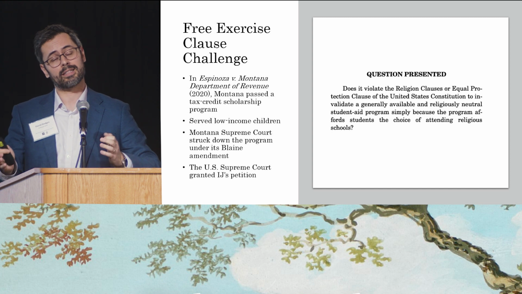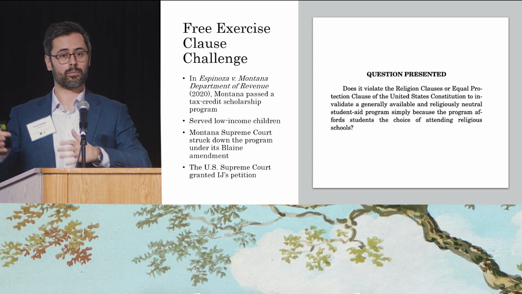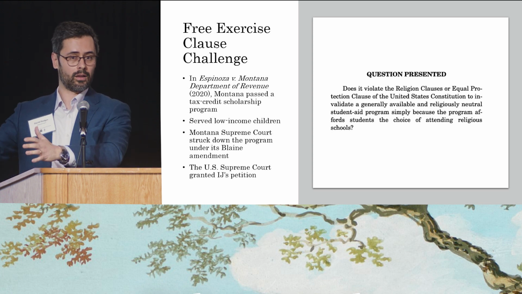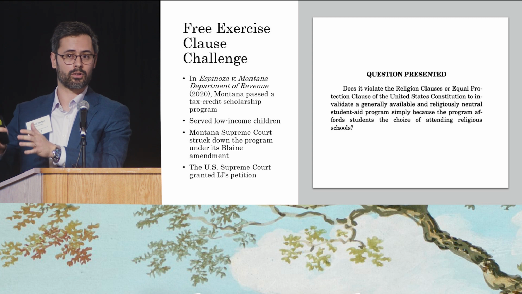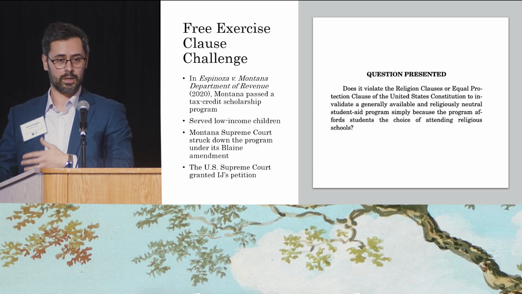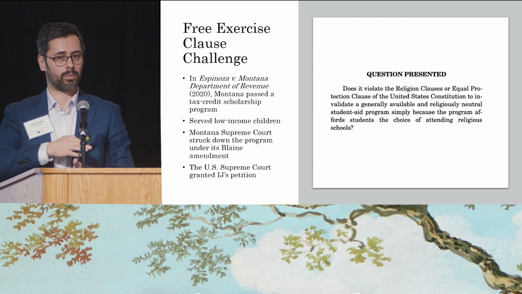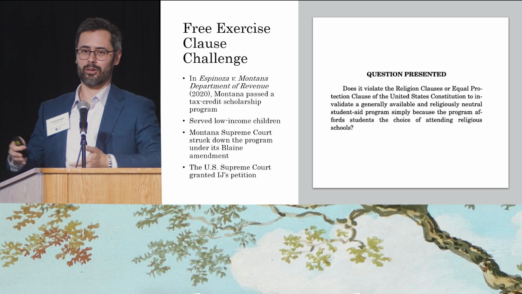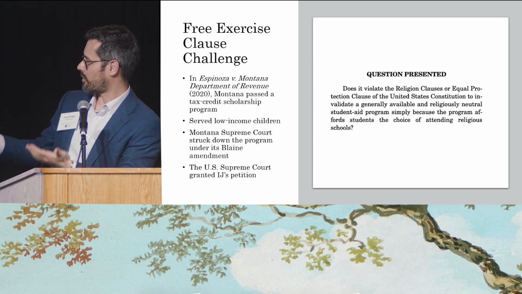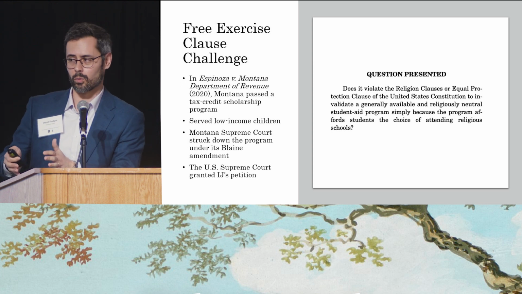Basically what happened there was that Montana had adopted a tax credit scholarship program. And in response to the tax credit scholarship program, the Department of Revenue promulgated a regulation saying, okay, people can use this program, but you cannot use this program to go to a sectarian school. And then we challenged it. We challenged this regulation, and then it went to the Montana Supreme Court, and the Montana Supreme Court just basically struck down the program as a whole. And IJ challenged that. And the question presented that we asked the U.S. Supreme Court was, does it violate the religion clauses of the Constitution to invalidate a generally available and religiously neutral student aid program simply because the program affords students the choice of attending religious schools?